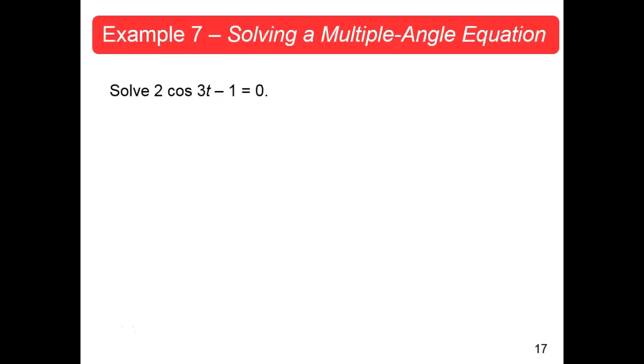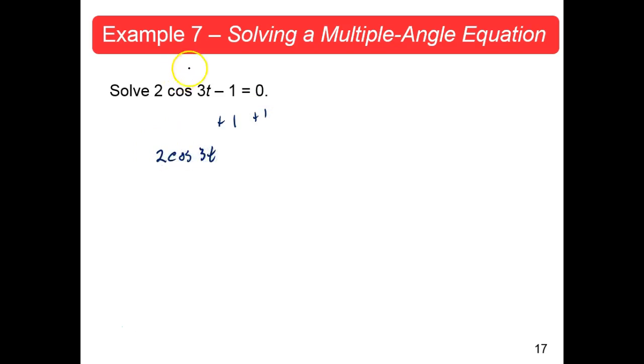Okay, so here's one. Let's see what we can do with it. Do we have time? I think we do. Let's try it. What would you do first? Add 1 to both sides. Sounds like a winner to me. That gives you 2 cosine 3t.